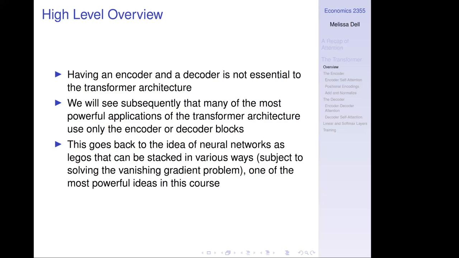This idea became very powerful and revolutionized NLP in general, with people just using the encoder blocks or just using the decoder blocks. It goes back to the idea that we can think of neural networks as Legos that can be stacked in various different ways. We have to take care that we don't have a vanishing gradient problem and things like that. But if we get the architecture right, essentially we can take different components and stack them in different ways. And that, again, is one of the most powerful ideas of this course.